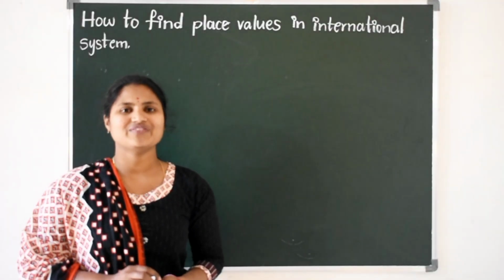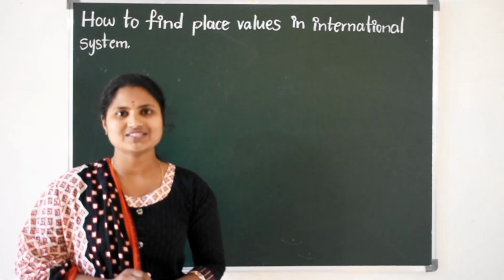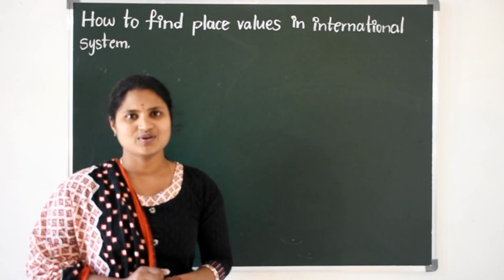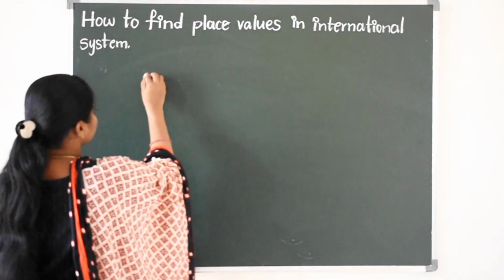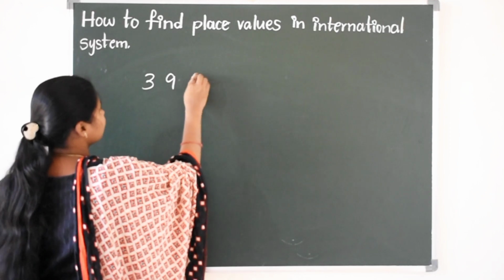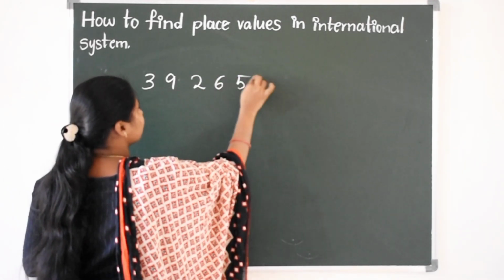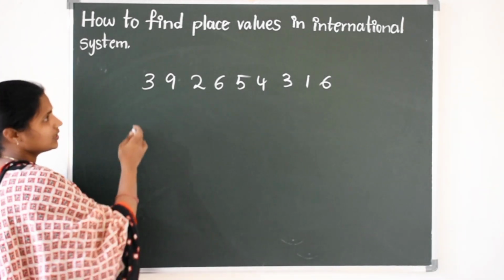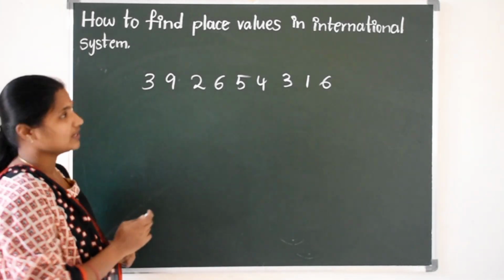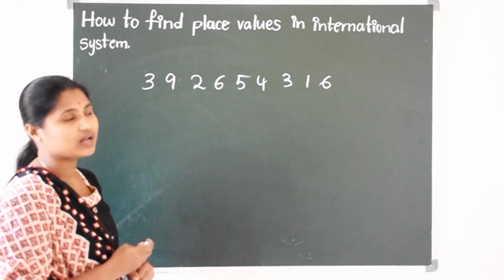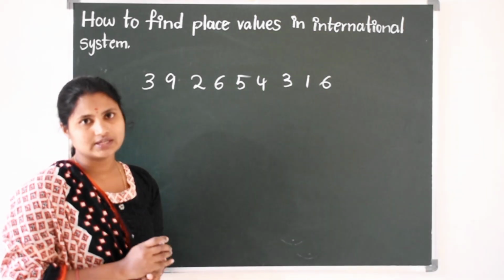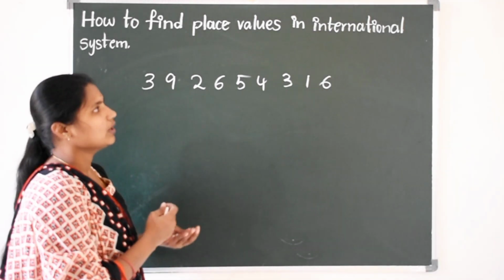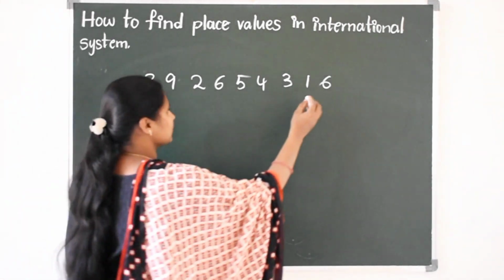Hi children, today we are going to learn how to find place values in the international system. Let us see one example here. I am writing one example: 392654316. Here, write the place values in the international system, because we are finding place values in the international system.